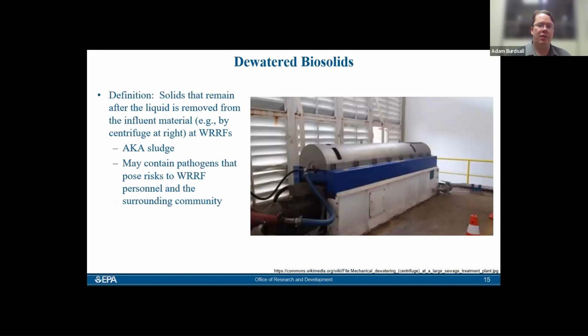Dewatered biosolids are simply the solids that remain after the liquid's been removed from the influent material using an apparatus like the centrifuge pictured here. Biosolids are also commonly called sludge, but I'll try to keep referring to them as biosolids here so that it's not confused with the mostly liquid return activated sludge that was being used in the previous study and in the third study. Wastewater treatment plants produce many tons of dewatered biosolids every day, and some may contain pathogens that pose risks to plant personnel and the surrounding community.